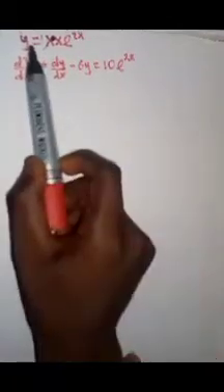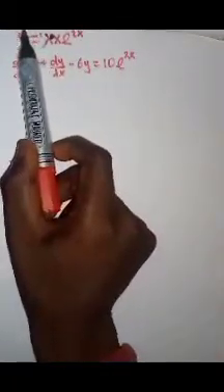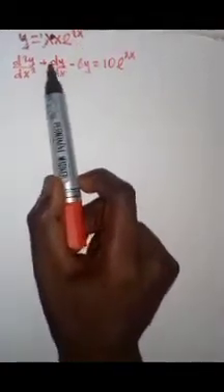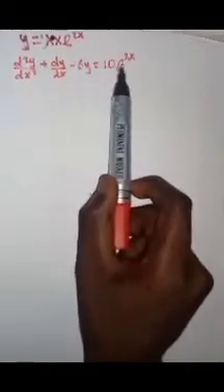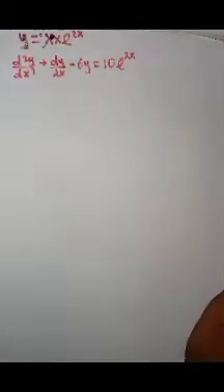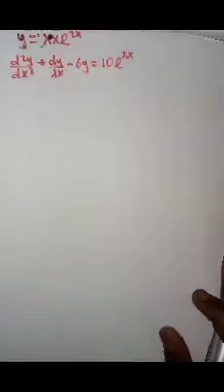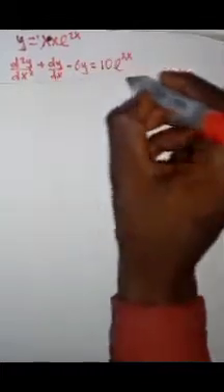So the second derivative of this function plus the first derivative minus 6 times the function itself should be the same as 10 e raised to the power 2x. That's the notion we are going to use to solve this problem. Alright, let's dive straight into it. I'll just draw a horizontal line here. Let's start by differentiating this function.